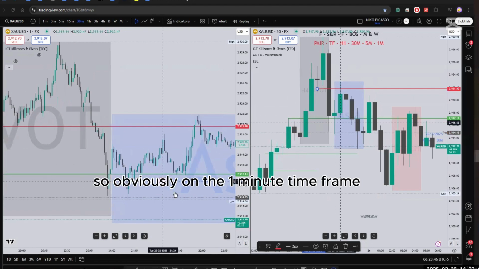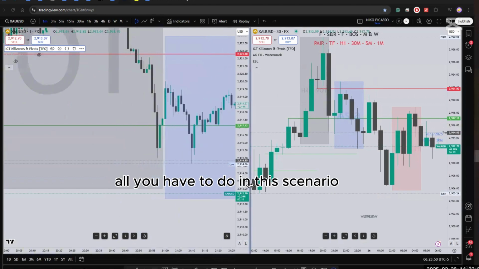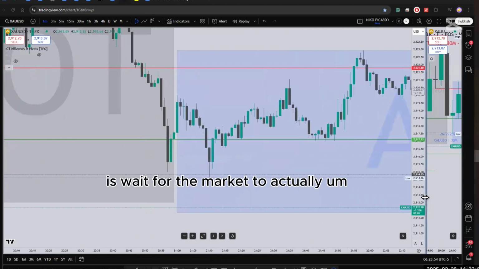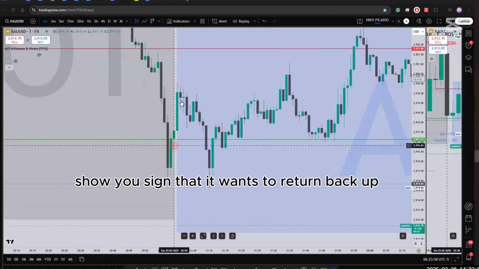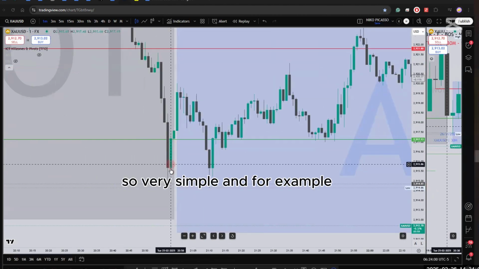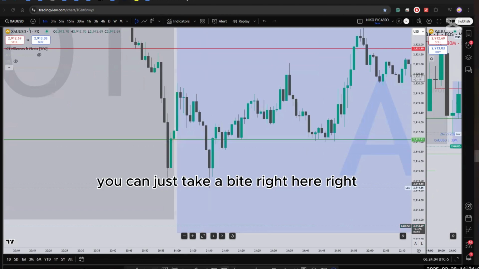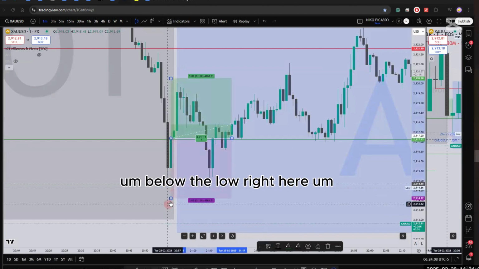So obviously on the 1-minute time frame, from a scalper perspective, all you have to do in this scenario, I'm just going to expand now, is wait for the market to actually show you a sign that it wants to return back up. So very simple. For example, when this candle closes at the line, right, you can just take a buy trade right here, right, and then put your stop loss below the low.